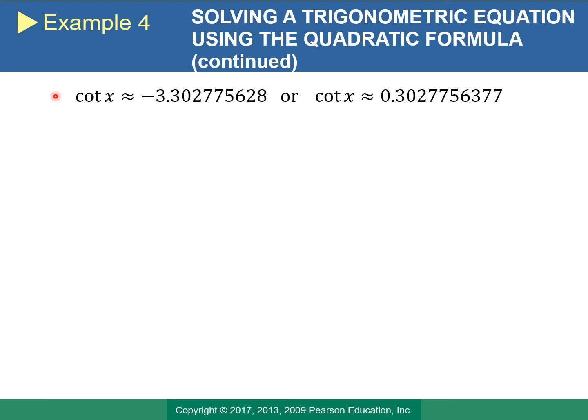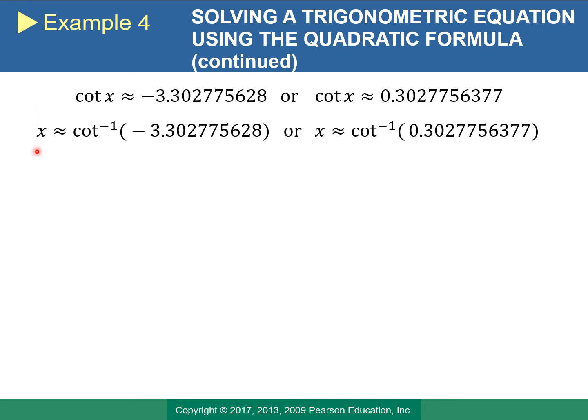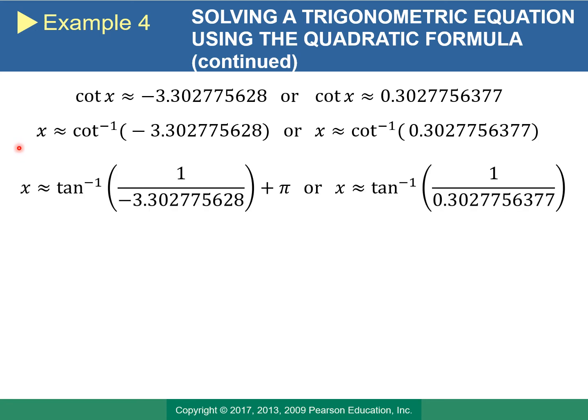So we know what cotangent x is approximately equal to, these two values. So we're going to use cotangent inverse to find x. So x is approximately cotangent inverse of our two values we found using our quadratic formula. And so to find x with a calculator, we need to use our tangent inverse button. Most calculators don't have a cotangent inverse button. And so cotangent is the reciprocal of tangent. So if I want to type this in, I'm going to type in tangent inverse of the reciprocal value.